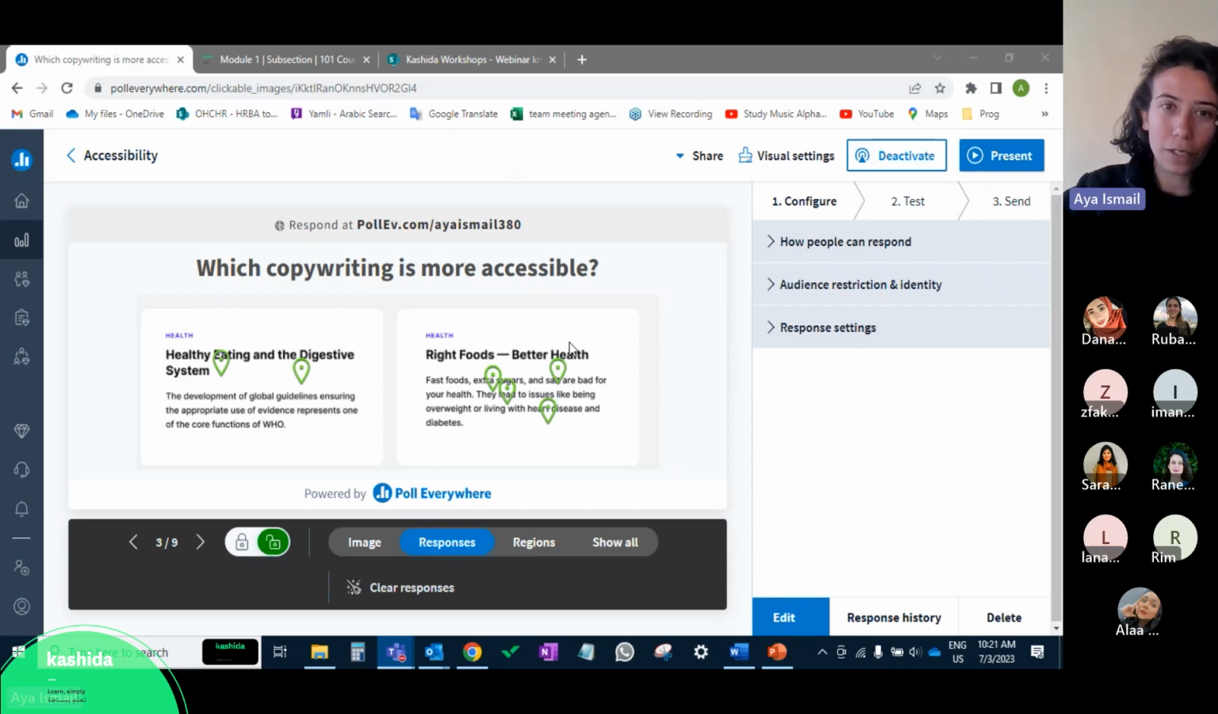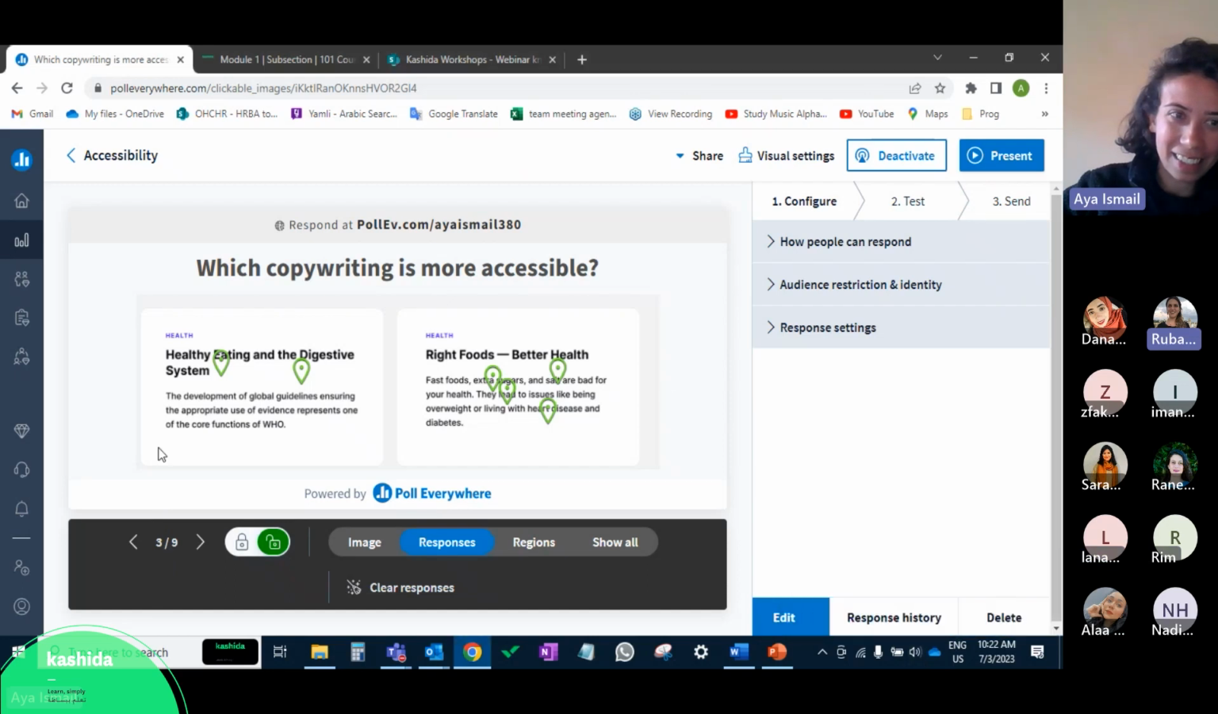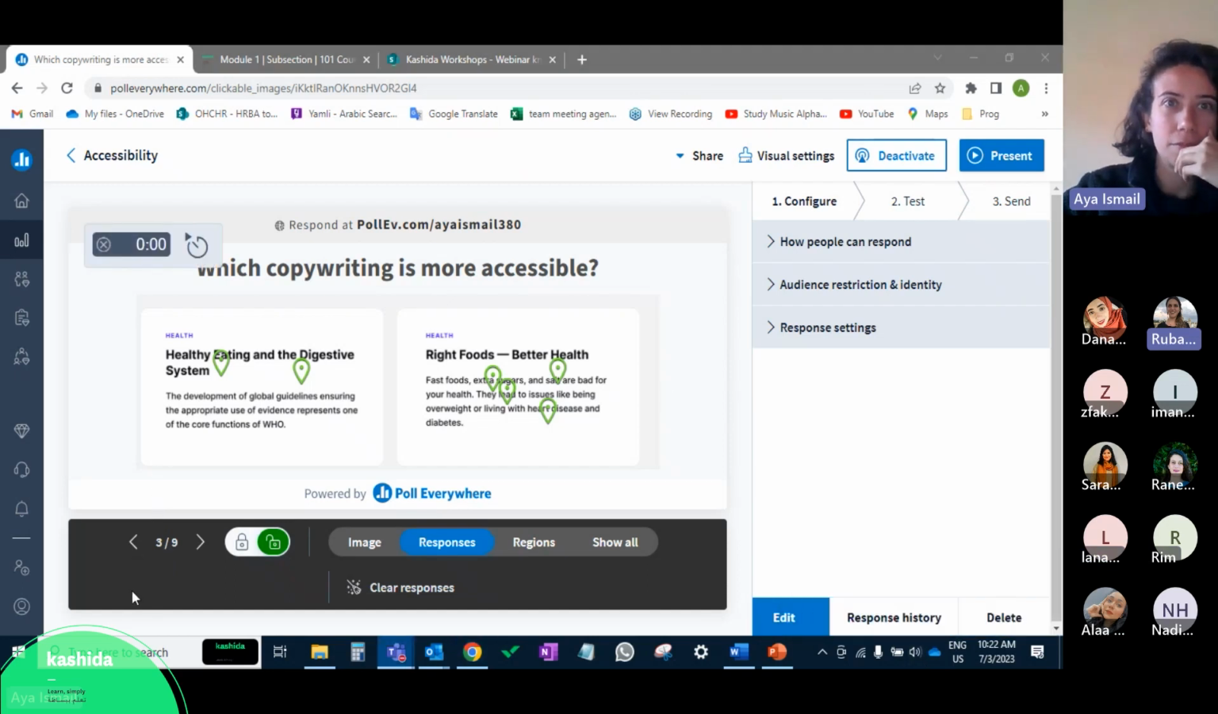And can someone from the ones who chose the one on the right explain why they chose this one? Well, I can say why I didn't choose the left one. It says healthy eating and digestive system, but nothing inside the text says anything about healthy eating and digestive system. Whereas on the right, it says right foods, better health. Then you have the fast foods, the sugar, and it's super obvious it's about the food. I mean, the left says WHO, which is more credible, but I don't know. Okay. I didn't really consider the content. I considered more the phrasing.